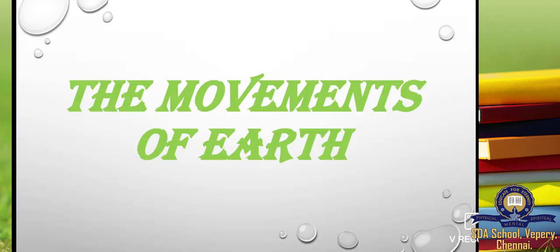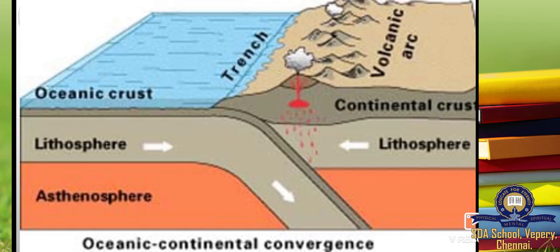Next we will see about the movements of the earth. The lithosphere is broken into a number of plates known as the lithospheric plates. Each plate, oceanic or continental, moves independently over the asthenosphere. The movement of the earth's lithospheric plates is termed tectonic movement.